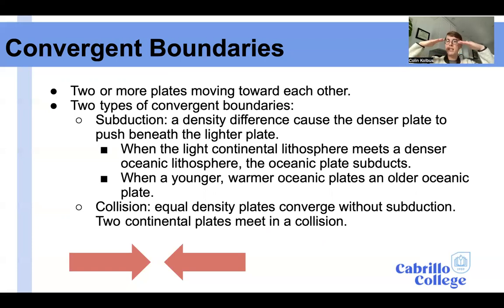So then we're looking into density again. The denser plate is going to sit lower and be pushed beneath the lighter plate. The lighter plate is going to want to stay on top. So the continental crust and the oceanic crust have different densities, and the continental crust is always lighter. And so when the oceanic lithosphere meets the continental lithosphere, the oceanic plate usually subducts, and that's due to this difference in density. The oceanic plate is denser, and so it subducts.